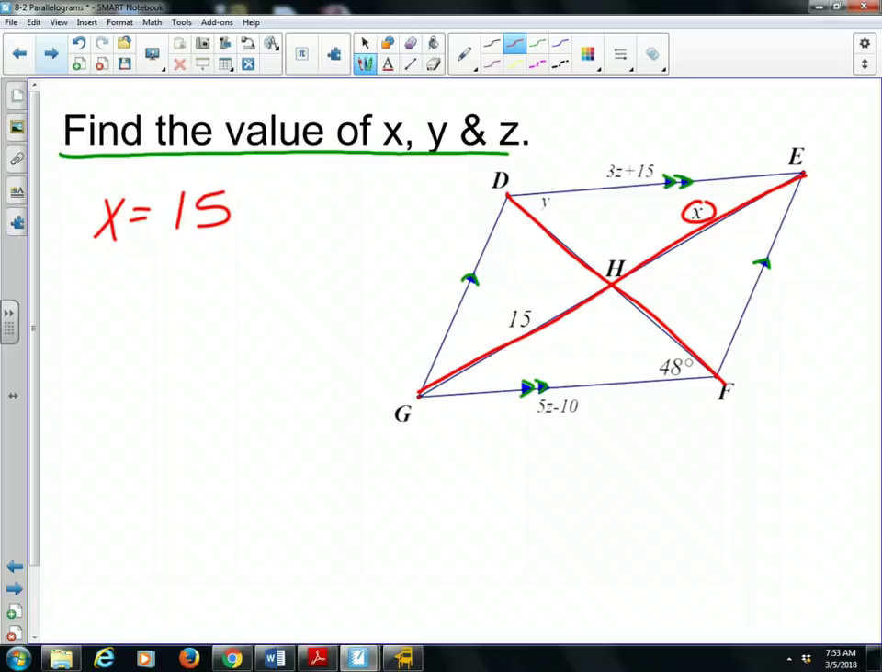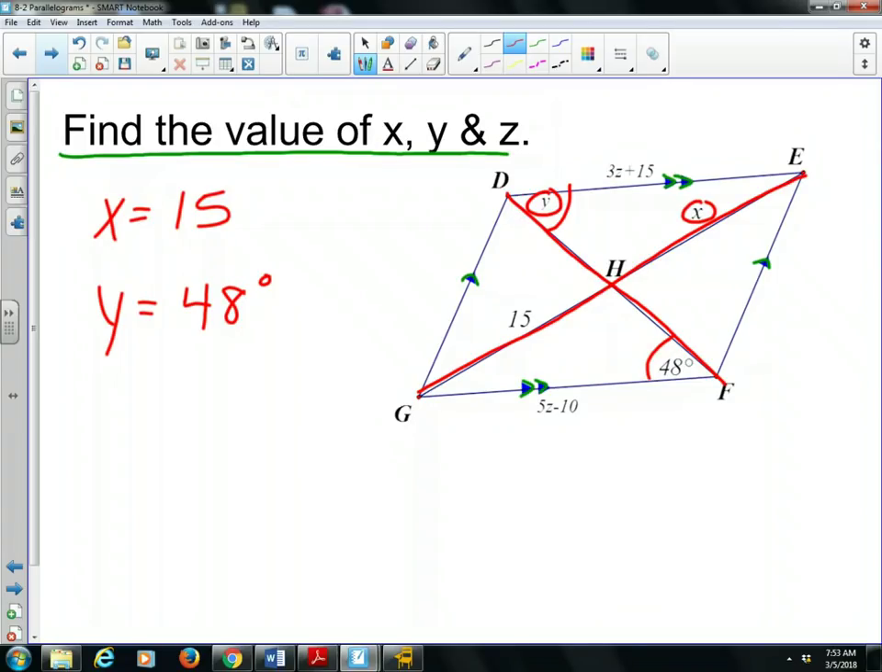Let's go onward. We want to find y now, and y is right here. This is very similar to the last slide that we just got done doing. A diagonal creates 2 congruent triangles, so alternate interior angles are congruent. If this angle is 48, its alternate interior angle is also 48. So y is 48 degrees.